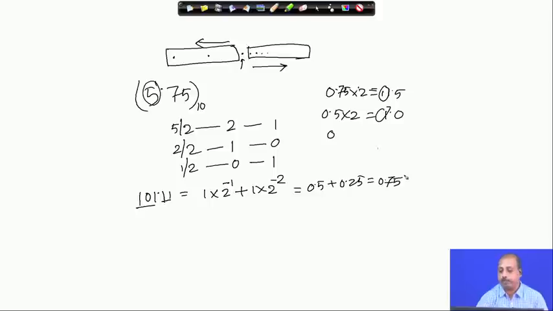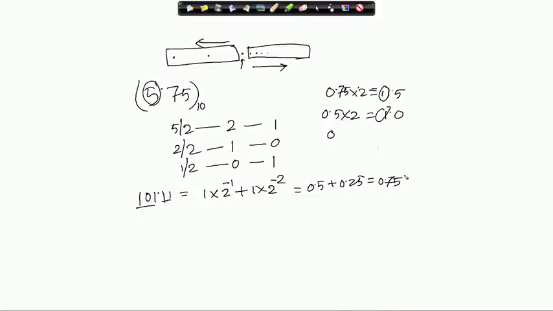So, this way you see that we multiply the fractional part by the base of the number system, take the integer part of it as the next significant digit and go on multiplying the remaining fractional part by the base of the number system. This way we can get the entire fractional part represented in that particular number system.